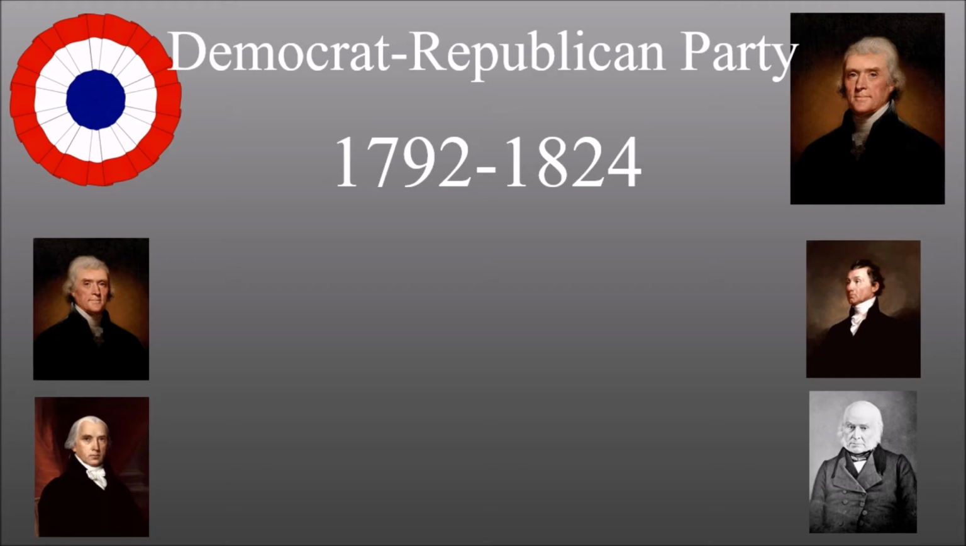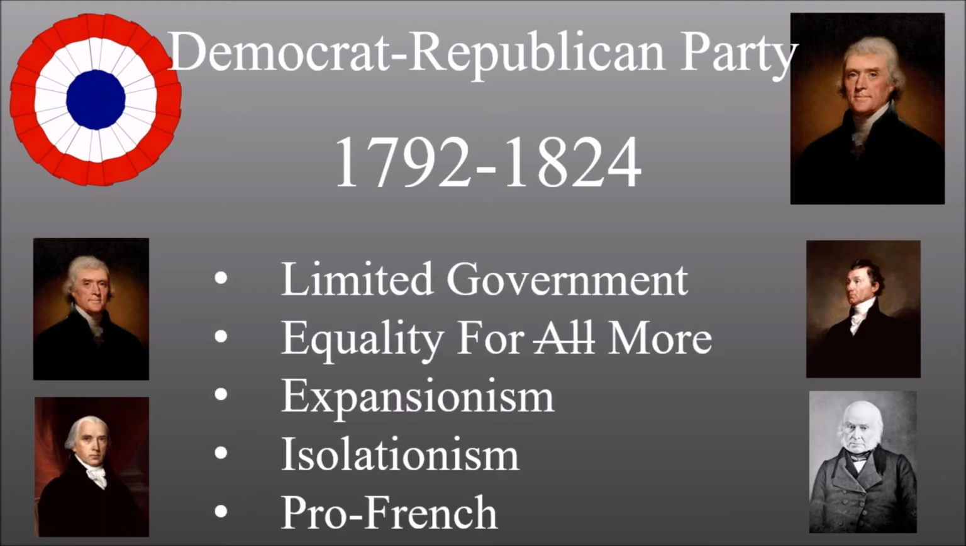Their political beliefs were centered on the limiting of government and equality for all, which only came in the form of equality for all white men. However, that was a big step considering that at the time, only a property-owning white male could vote, and electors voted for whomever they wanted, ignoring the popular vote. The party was also a proponent of expansionism and limited foreign influence, which is where the Monroe Doctrine came from. However, the US was a little pro-French.